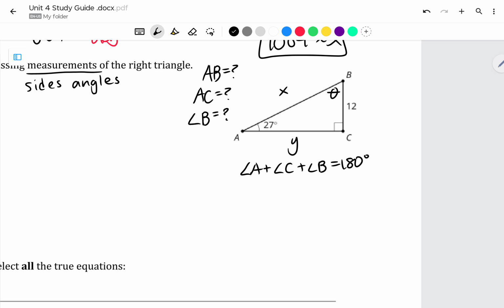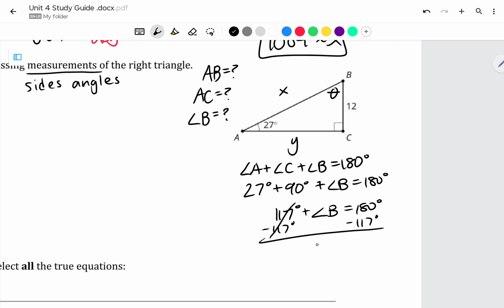By now, you should be able to do this in your head, right? Angle A is 27 degrees, angle C is 90 degrees, angle B, we're trying to solve for that right now. 27 plus 90, that's 117. And 117 on both sides, subtract it. You're going to get 63. So angle B is 63.